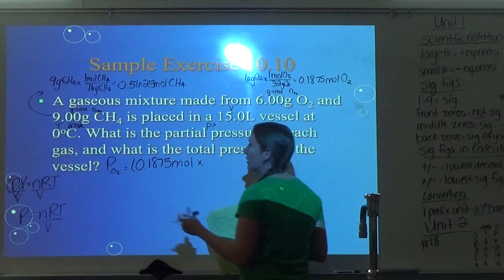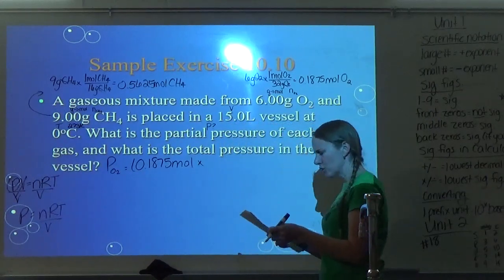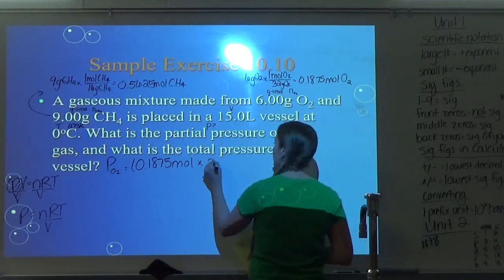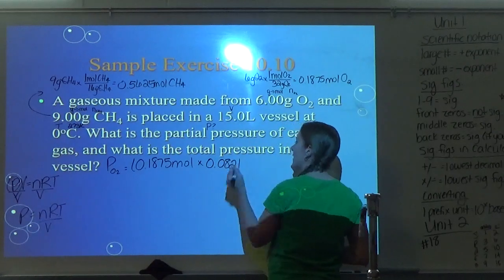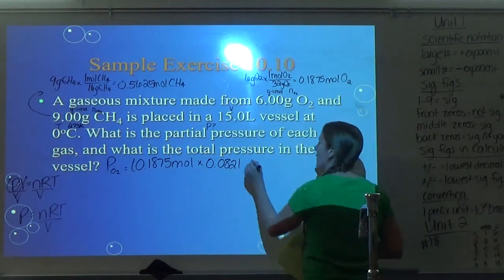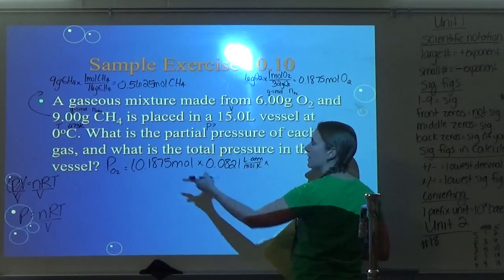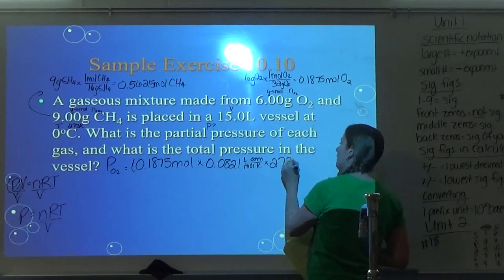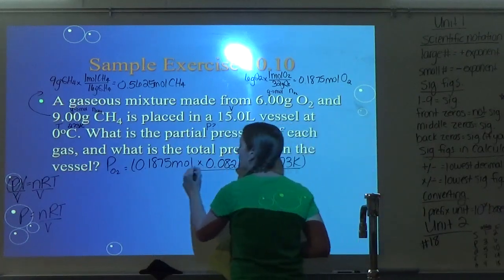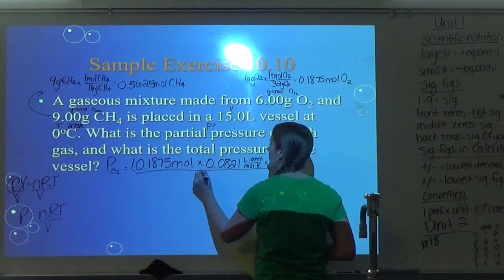All right, R, let's see, what did they, oh, we're looking for pressure. I don't know which one I used. Okay, I used the atmospheres one. It doesn't matter. You can use the kilopascals one. Your answer would just be in kilopascals. So I did liters times atm over moles times Kelvin. And then my temperature is 273 Kelvin. Then I divide the whole thing by the volume of 15 liters.